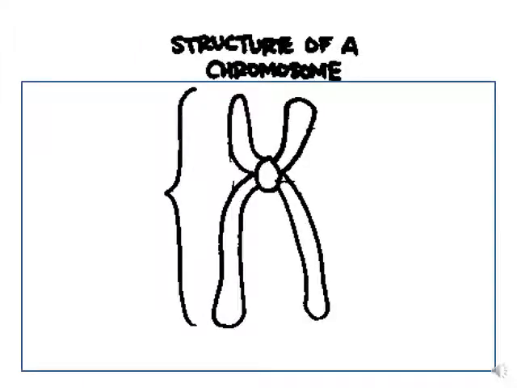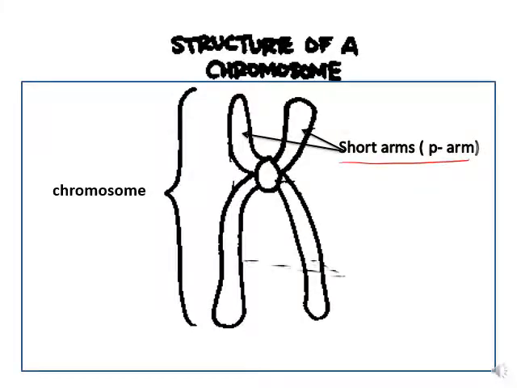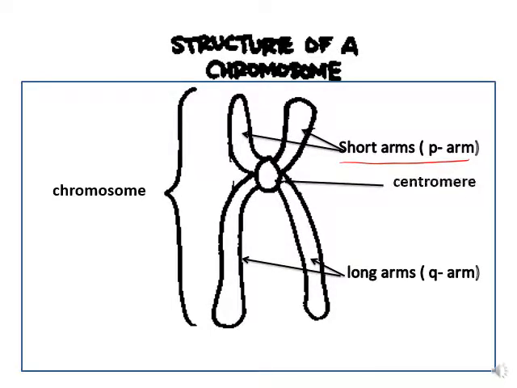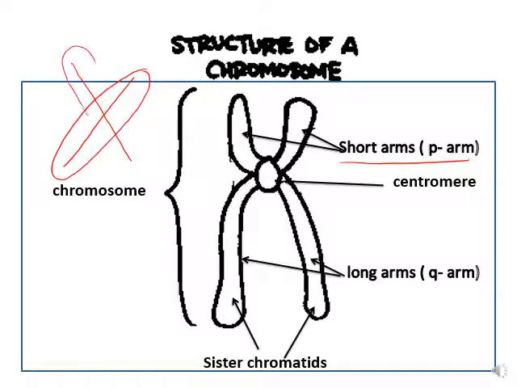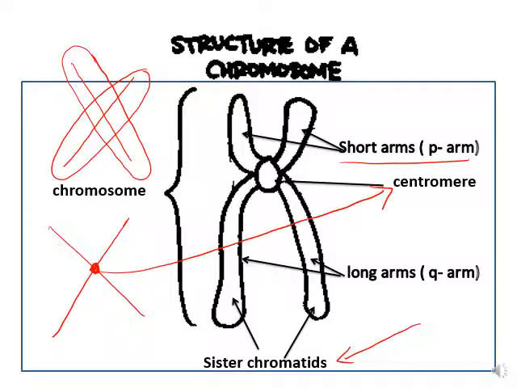So here, structure of the chromosome. So we have the chromosome. It has the short arms. They are called the P arms, and have the long arms that are called the Q arms. And in the middle, they have the centromere. So here, the chromosome is an X-shaped structure. Every one of these is called a chromatid. So it has two sister chromatids. So the two chromatids together, they form the chromosome, and in the middle they are attached by the centromere.